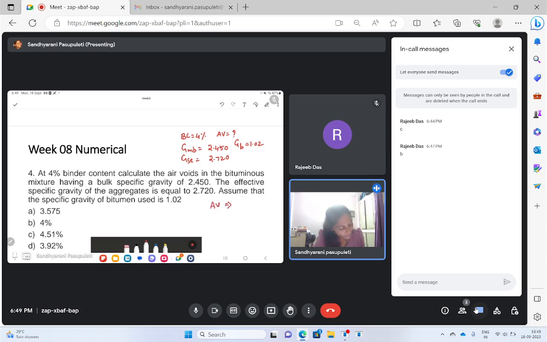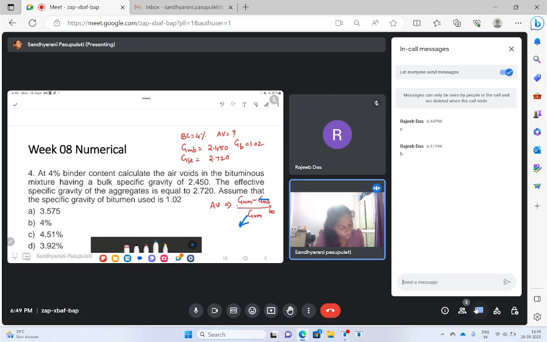So usually air voids is calculated if we know GMM minus GMB divided by GMM, into 100. So if we know the GMM and GMB, we can calculate the air voids. But in the current problem, only GMB is given.